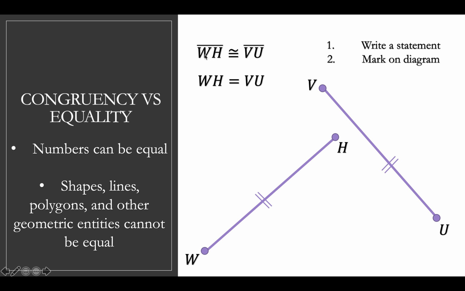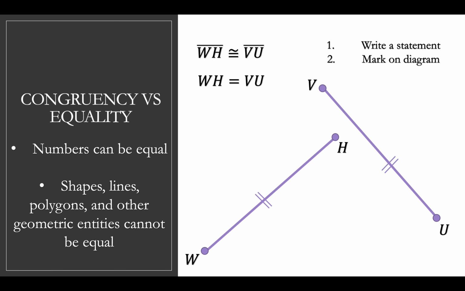But we would never say that line segment WH is equal to line segment VU, because they're not the same line. They're two different lines. They just happen to be the same length. So in that case, they're congruent, but they're not equal. And that's the difference. Numbers can be equal. Lines and shapes and polygons and other things cannot be equal. They are congruent if they're identical in form.